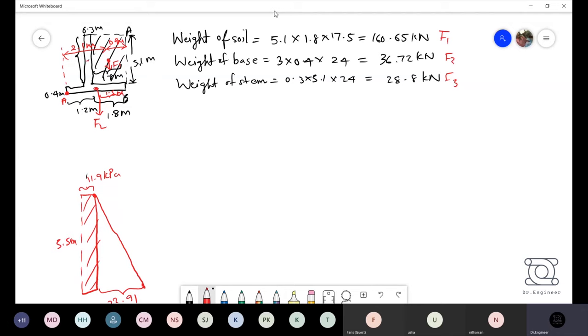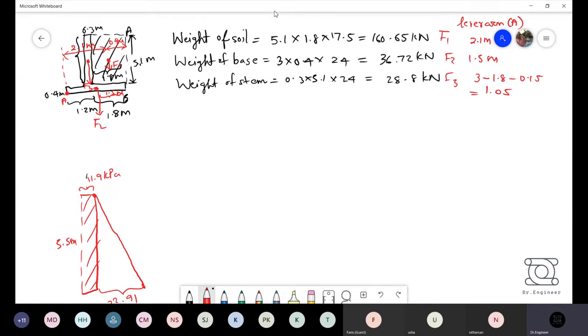And for the stem, it would be at the center of the stem. This is F3. From A, we have to find the distance, so I am writing it as lever arm. Lever arm from A: for F1, it is 2.1 meter. For F2, it is 1.5 meter. For the stem, it is 1.8 and 0.15, so 3 minus 1.8 minus 0.15. The answer would be 1.05. There is a reason for this. I'll say why in the next part.